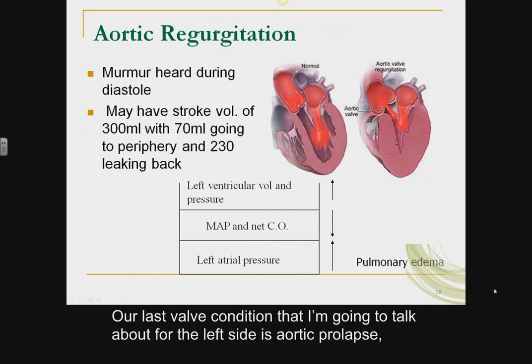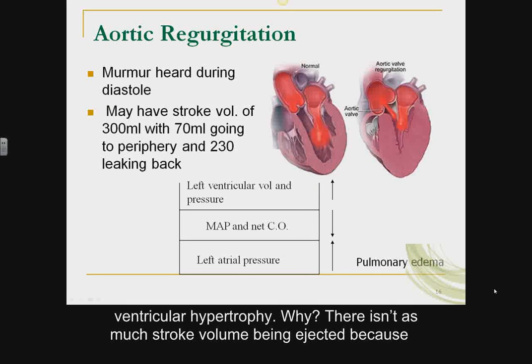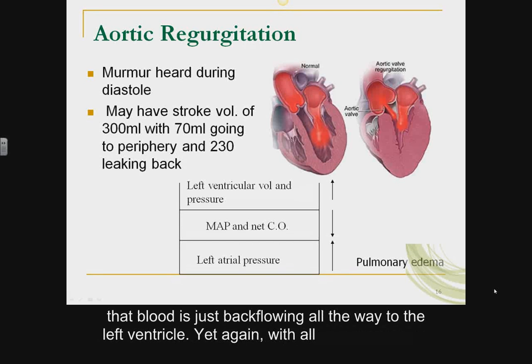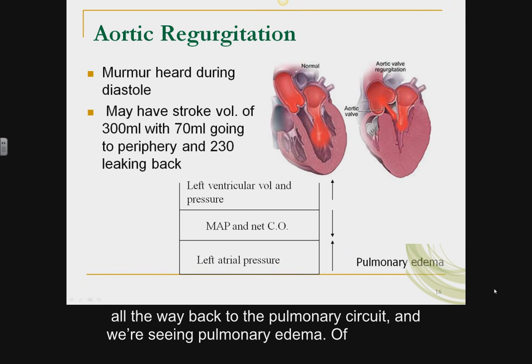Our last valve condition that I'm going to talk about for the left side of the heart is the aortic prolapse, which means we're going to have aortic regurgitation. This leads to severe left ventricular hypertrophy. Why? There isn't as much stroke volume being ejected because that blood is just backflowing all the way to the left ventricle. Yet again, with all these left side valve problems, we're seeing damming up of blood all the way to the left atrium, all the way back to the pulmonary circuit, and our patients would present with pulmonary edema.